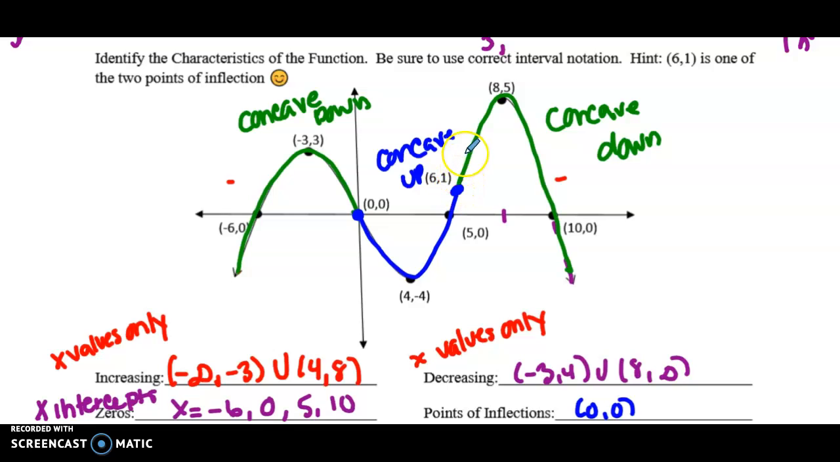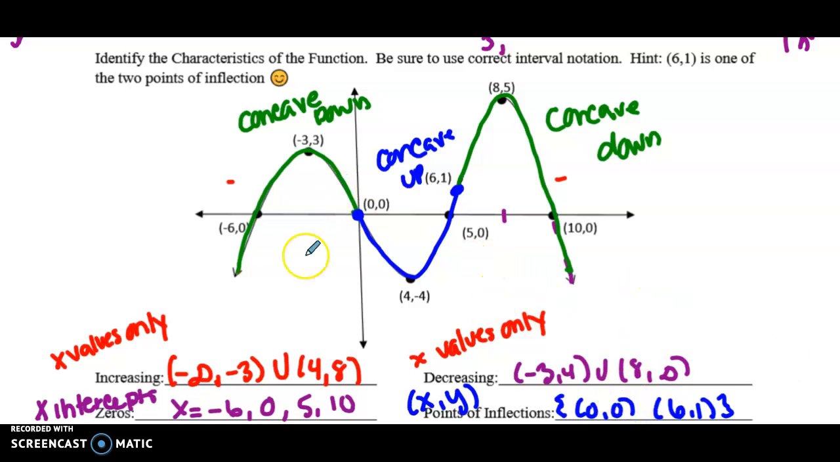I'm changing from concave up to concave down, all right? So that point of inflection right there is (6, 1). Now, notice how this says point of inflection. So that means you're going to include your x and your y. Point of inflection means you need to include that point. All right, and then I'm going to put some curly braces around these to include that there are both of them.